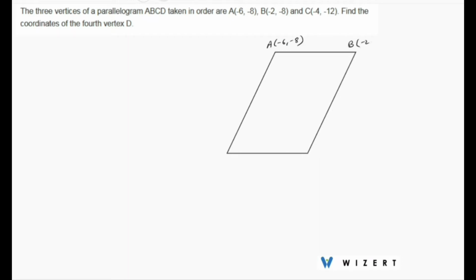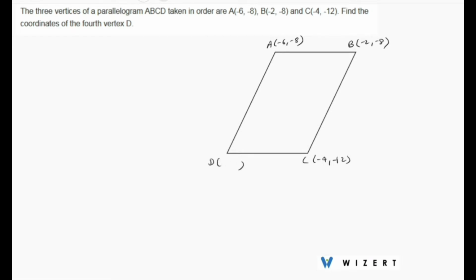Now let's try and visualize this. This is a parallelogram. This is A (-6, -8). This is B (-2, -8). This is C (-4, -12). And we are required to find the coordinates of this fourth vertex.